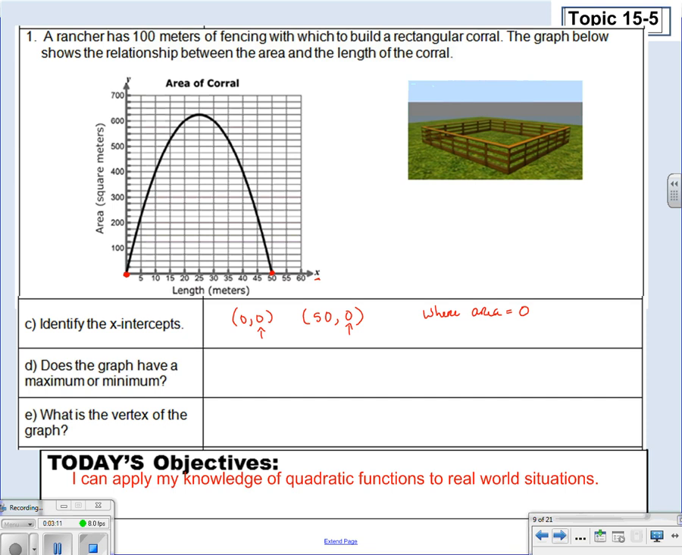So the next question is, does the graph have a maximum or minimum? We look at our parabola, notice that it is opening down, and so it has a maximum.